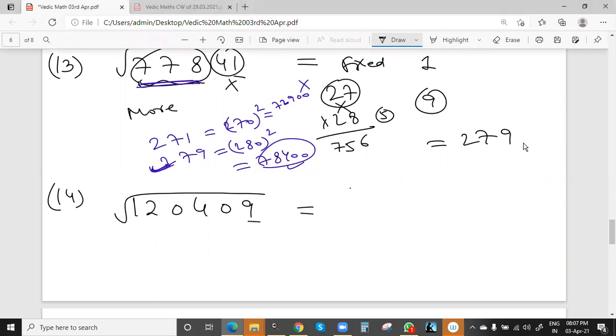Right. See, 9 is there, so 3 or 7 will come. These are the two options. We'll ignore the last two values because we are finding the square root. For cube root, we'll ignore the last three values. 1204 we will focus on. So 40 square is 1600. And we have to see 1204 will be less than which square. So it will be near about 33 or 34.